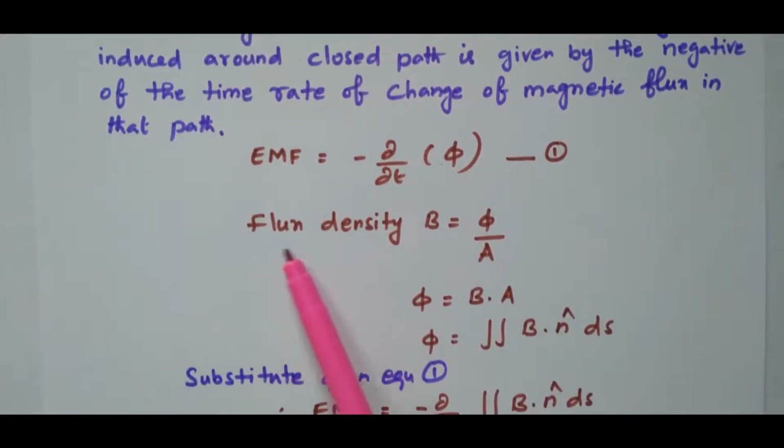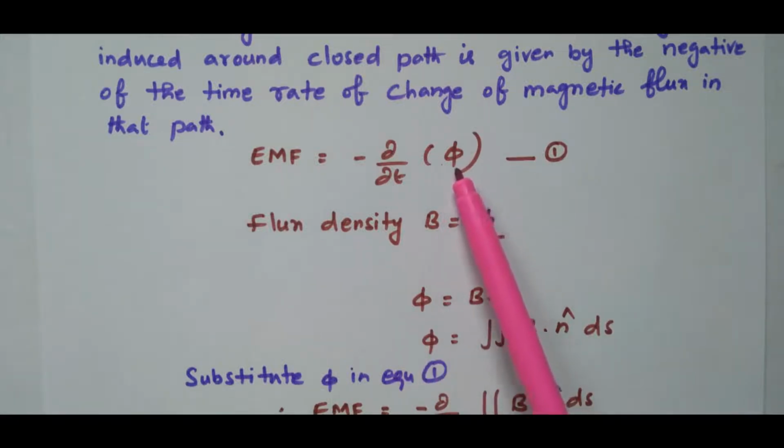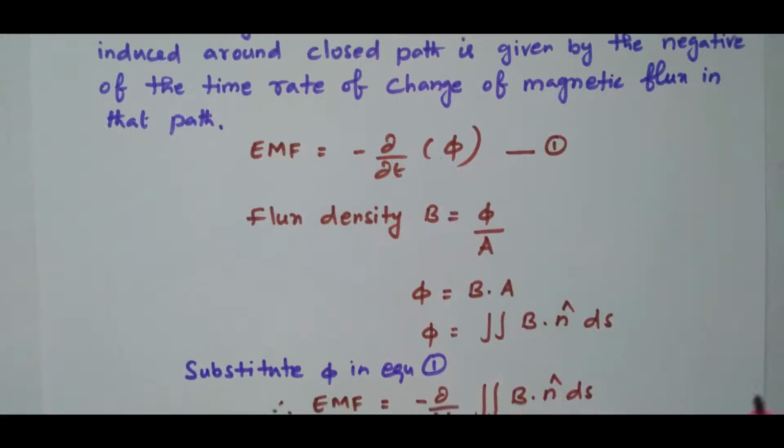Now we'll see the flux density B equal to phi by A. By cross multiplying, phi equals B into A. That can be written as phi equal to double integral B dot n cap dS. Now we'll replace this phi with this expression, from equation 1.